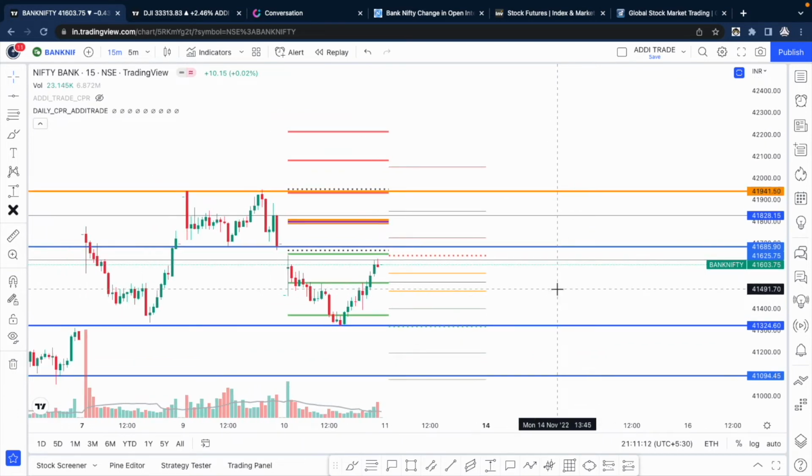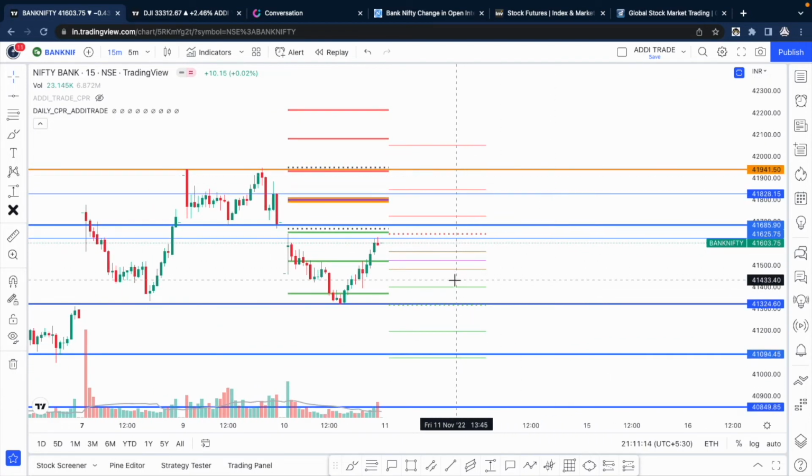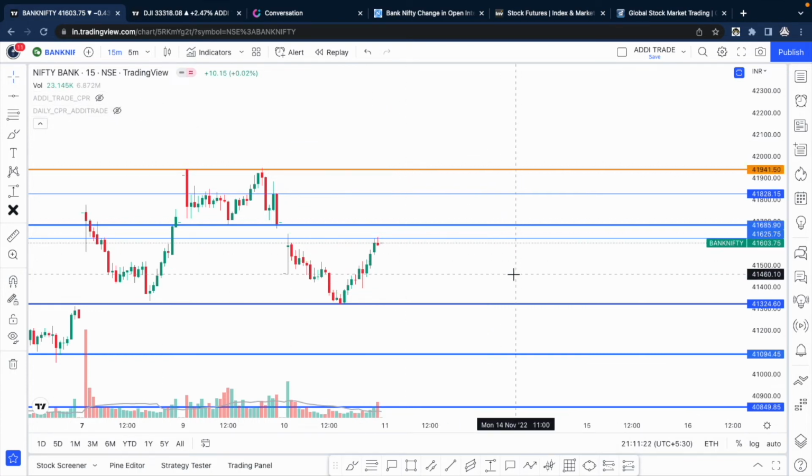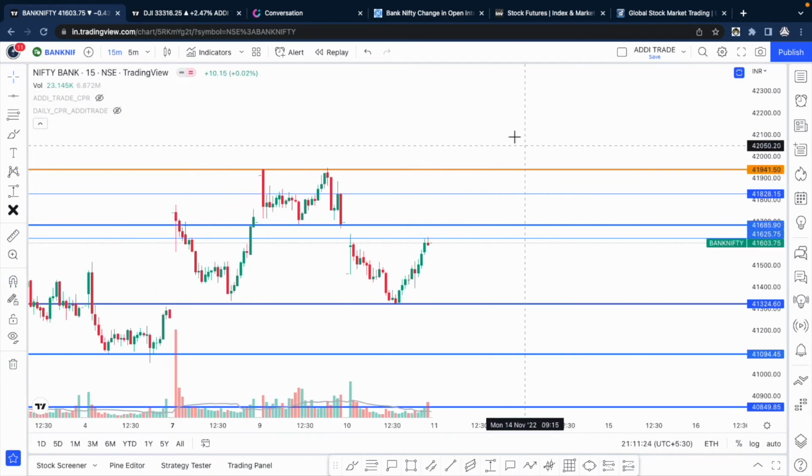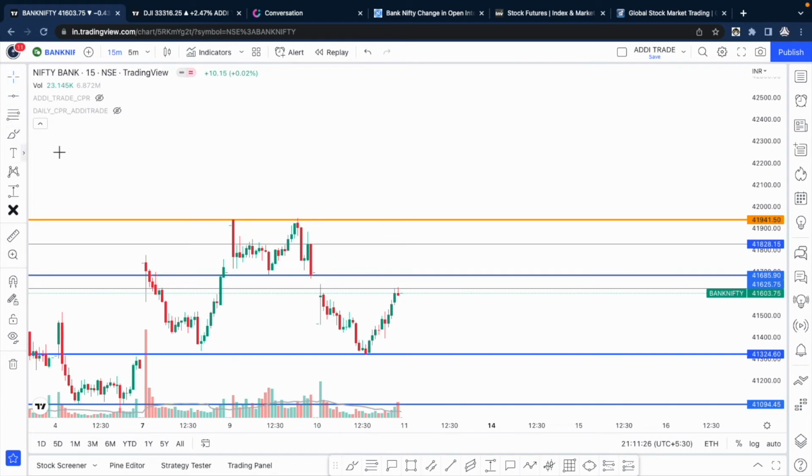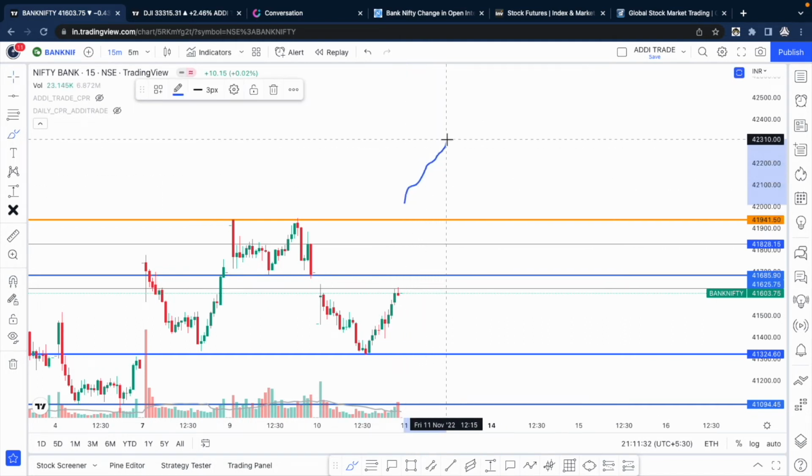And these are all the CPI levels that we have. So everything is in place. These are the levels that I'll be using. I'll look to short at higher levels, but if say the first 15 minutes is a very green candle and then we start getting these green candles, probably I will definitely go long as well.